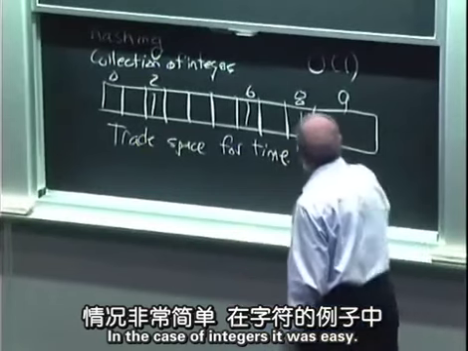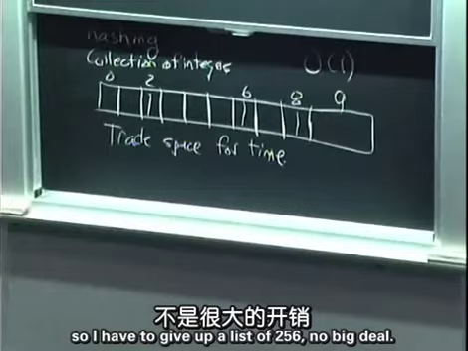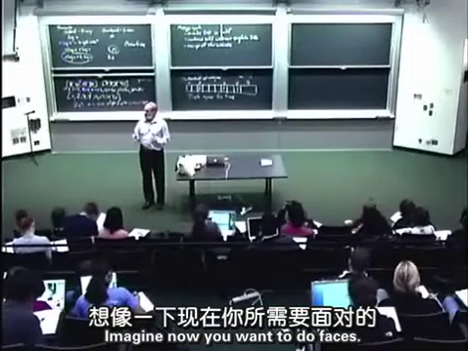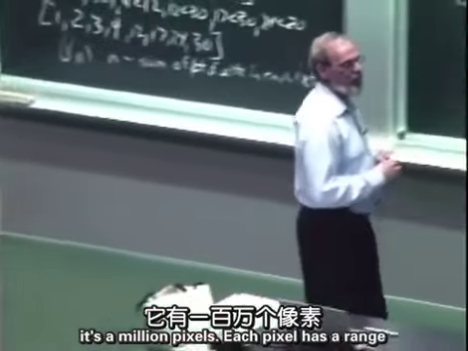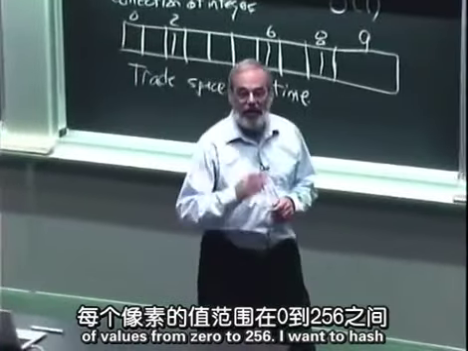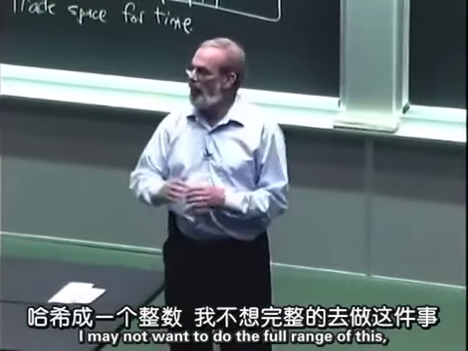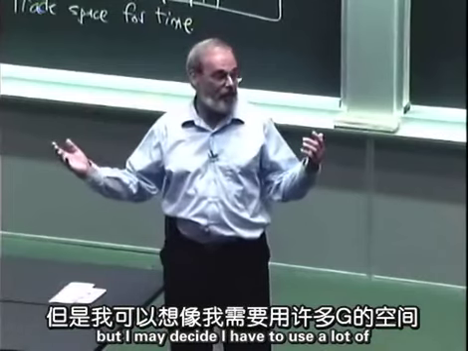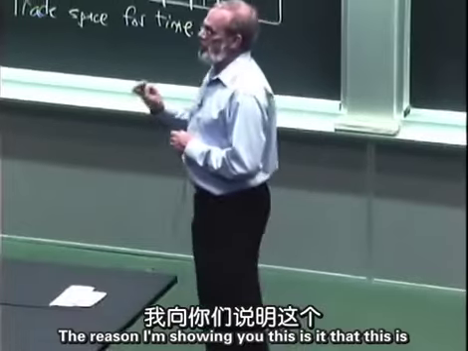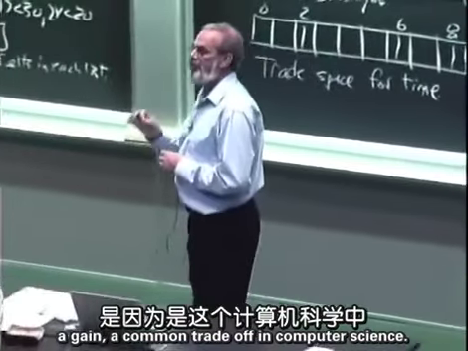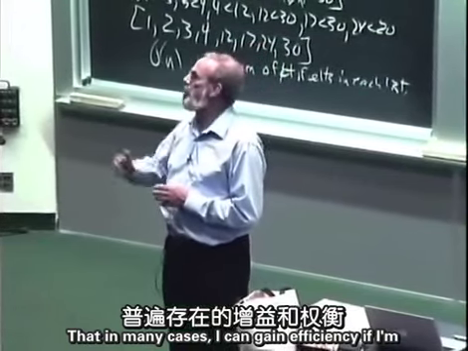In the case of integers, it was easy. In the case of characters, I have to give up a list of 256. No big deal. Imagine now you want to do faces. You've got a picture of somebody's face. It's 1,000,000 pixels. Each pixel has a range of values from 0 to 256. I want to hash a face with some function into an integer. I may not want to do the full range of this, but I may decide I have to use a lot of gigabytes of space in order to do the trade-off. And the reason I'm showing you this is that this is, again, a common trade-off in computer science. In many cases, I can gain efficiency if I'm willing to give up space.